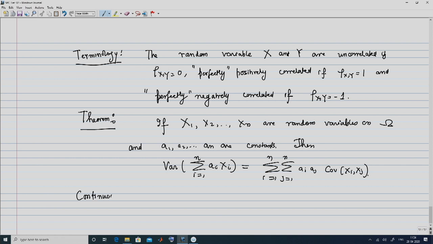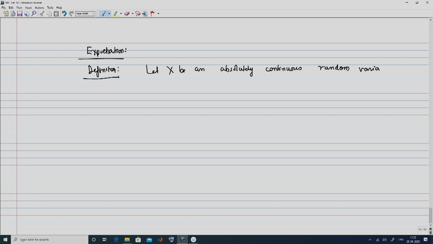Okay, now we have discussed elaborately on the discrete space. So let's now move on to continuous probability space and talk about the expectation and variance in the continuous probability space. As before, we start off with expectation, and we have the definition first. So let X be an absolutely continuous random variable having the density function. So we have to specify the density function f of x.